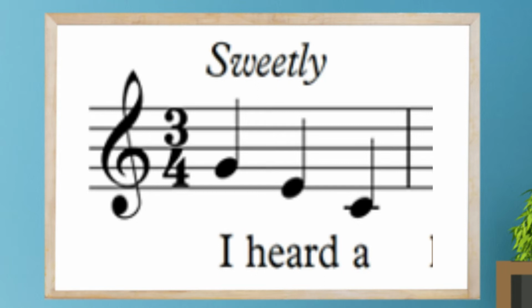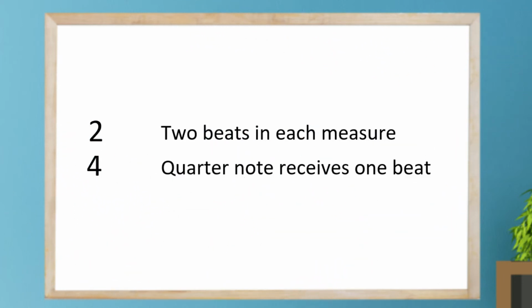What do time signatures tell us? Absolutely. Time signatures tell us how the music is to be counted. It consists of two numbers. The upper number tells us the number of beats in its measure, while the number in the lower part tells the kind of note or rest that receives one beat. 2 means there are 2 beats in every measure. 4 means quarter note or quarter rest receives 1 beat.